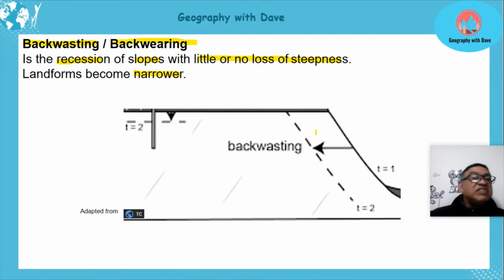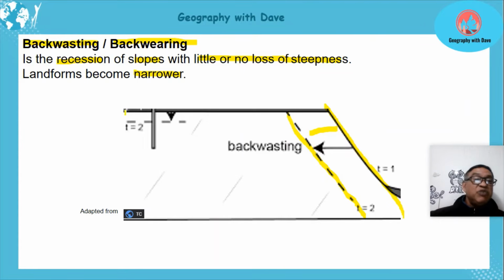All right, now look at this. Let's try and make sense of these words here. Look at this. There's the slope here. Now recession. It's here. It's moved here. Can you see? The angle has not changed. It's still the same steepness, but it has moved, or recession has happened. It's moved backwards. That is why it's backwasting. It's cut out this piece.